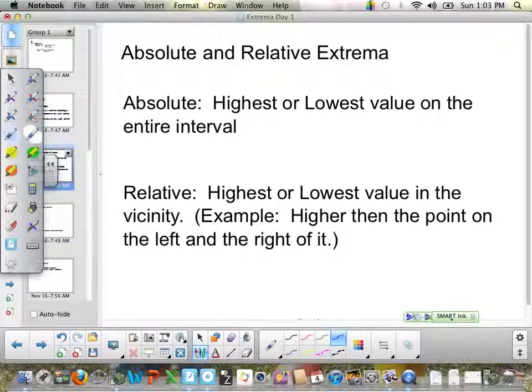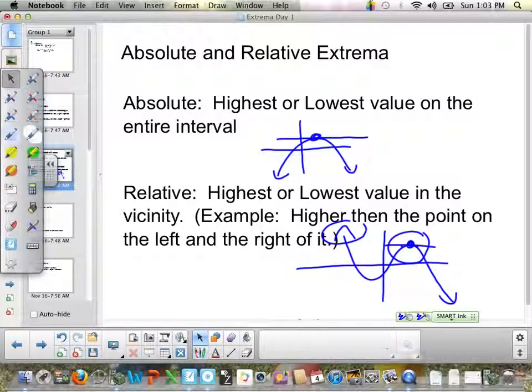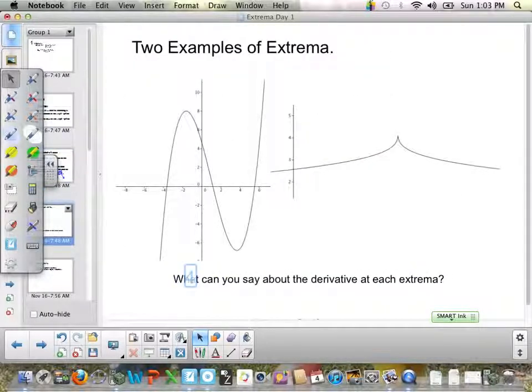All right? So for example, a parabola has an absolute maximum right here. If we have a cubic right here, that is a relative max, because on the left is lower and on the right is lower. But over here, to the extreme left, it's higher. But in the general vicinity, to the left and to the right, it is a relative max.